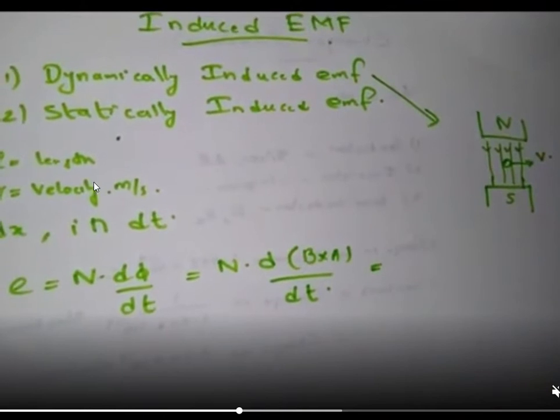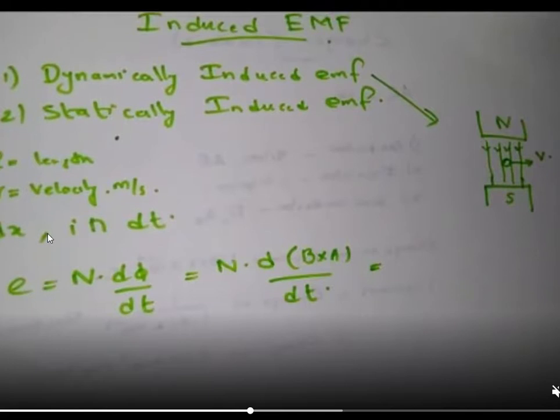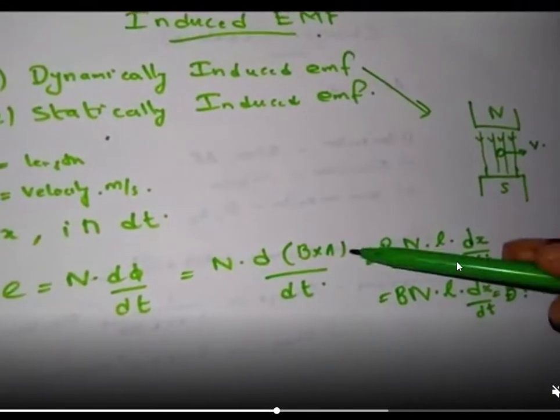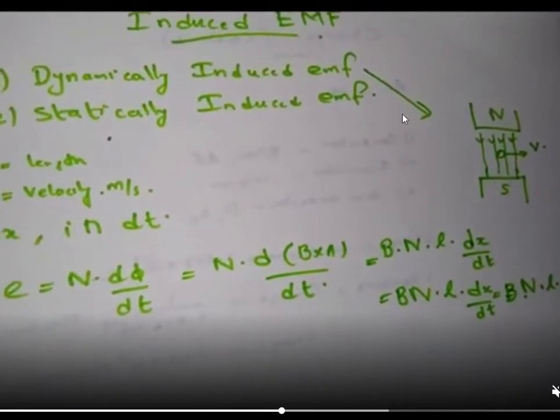What is the area? Length is L and velocity is v. Since it is moving a small distance dx in time dt, what will be the area? Area equal to length into breadth, that is, the length of the coil into the distance moved. So area equals L into dx. So B into N into A equals B N L dx, divided by dt.